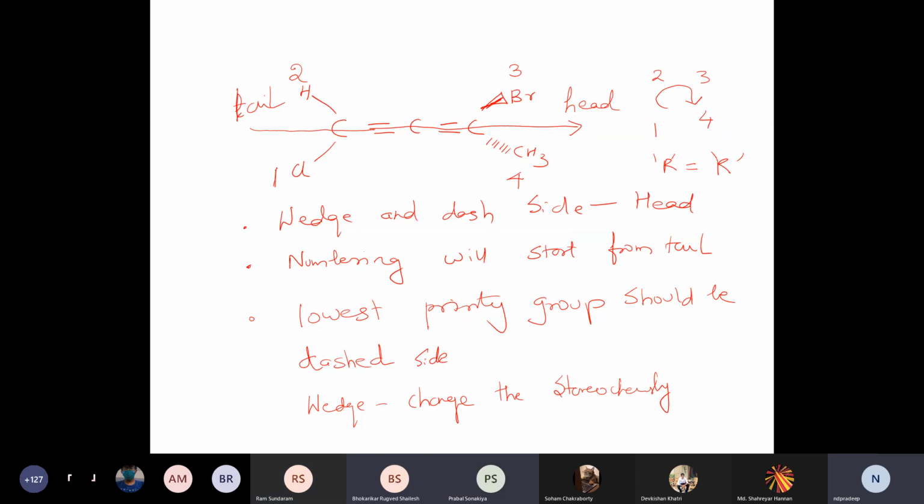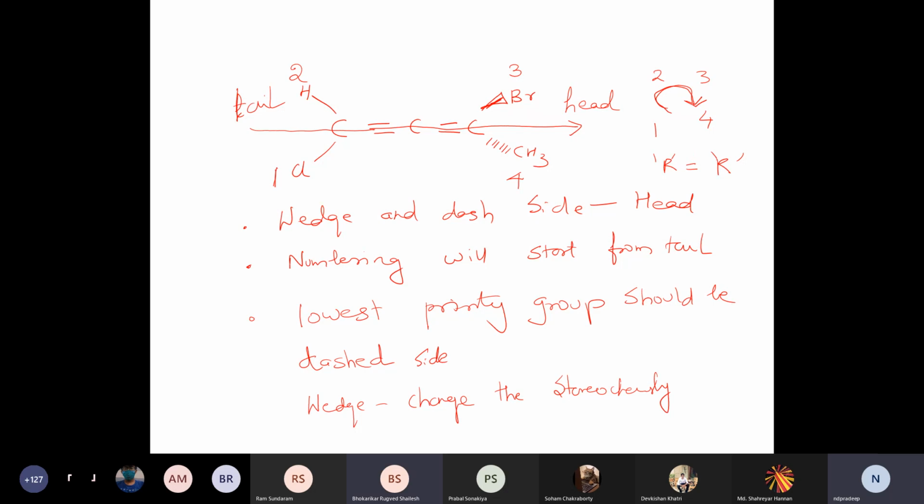Samajh mein aaya? Sir, from 3 to 4, we will say that the head side will have R configuration. No, I have written it here completely. So what have I written? 1, 2, 3, 4. Now what cycle is this? Clockwise. Clockwise is R, right? And if the lowest priority group is in dash, then I maintain the stereochemistry. If it is wedge, I will change the stereochemistry. Okay?